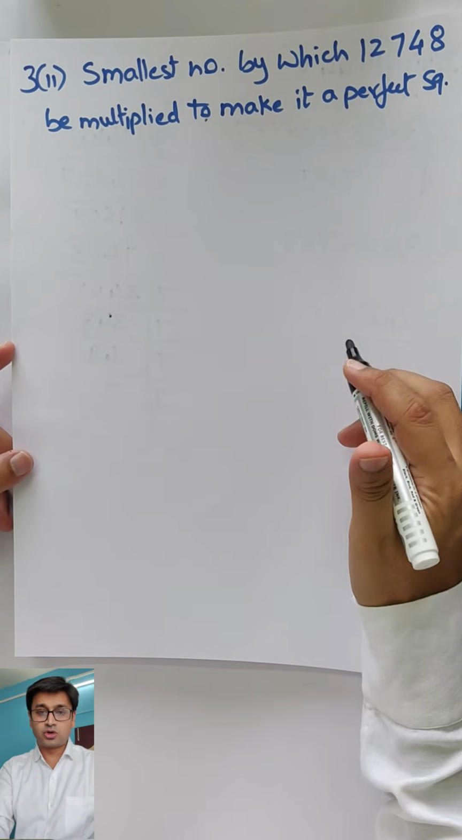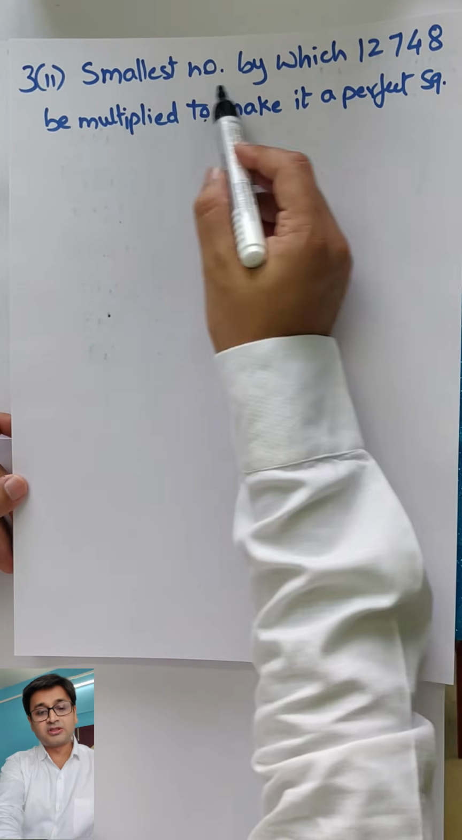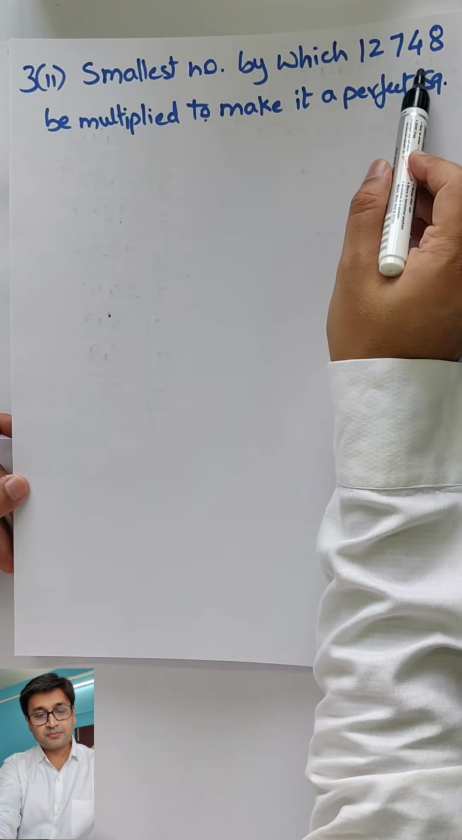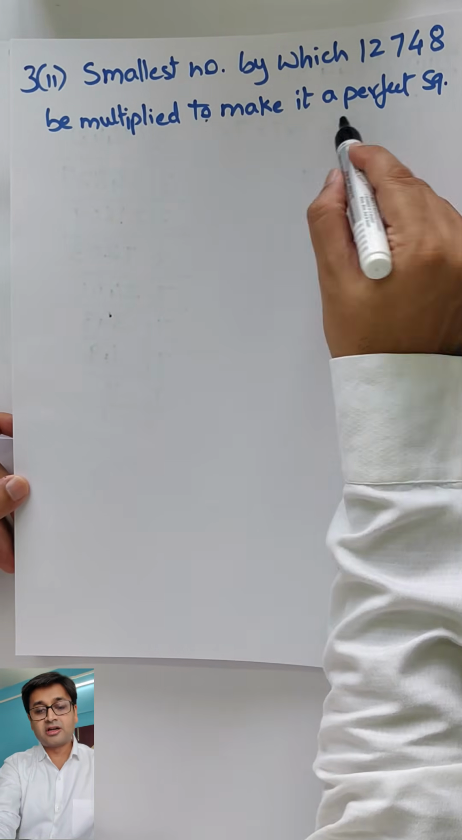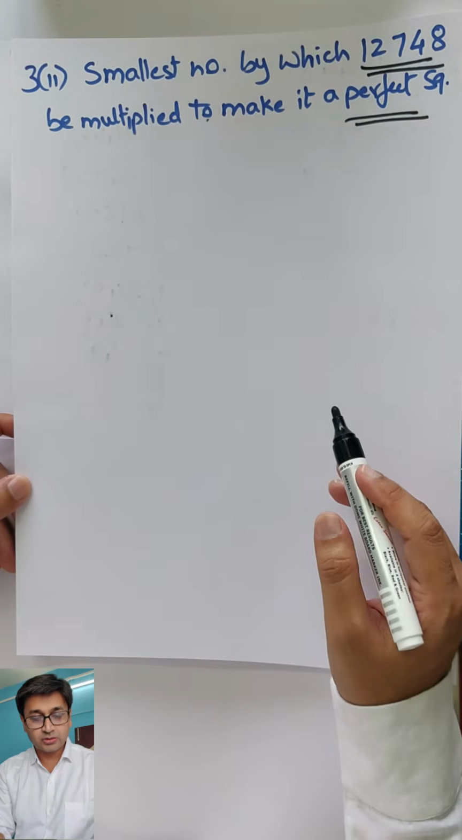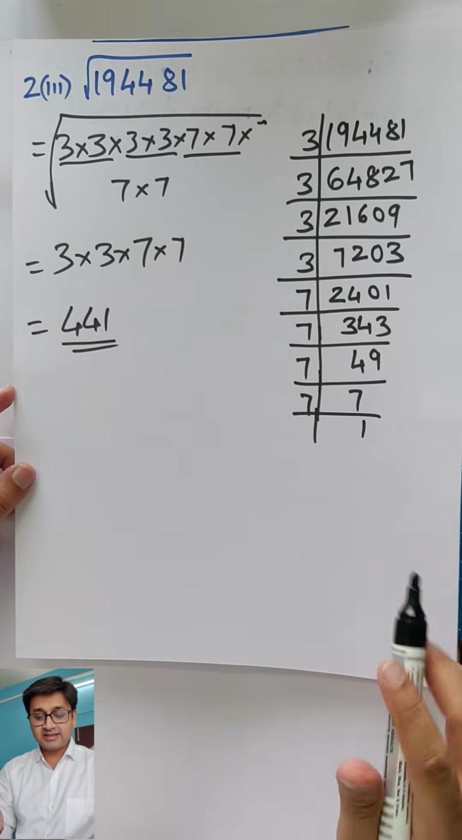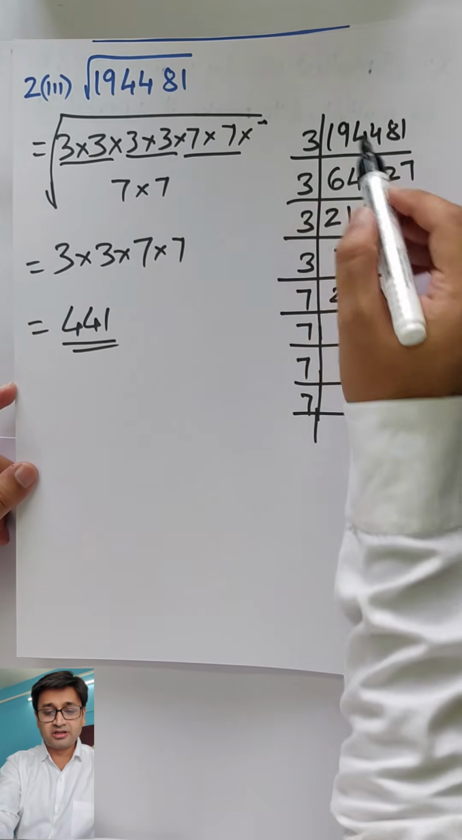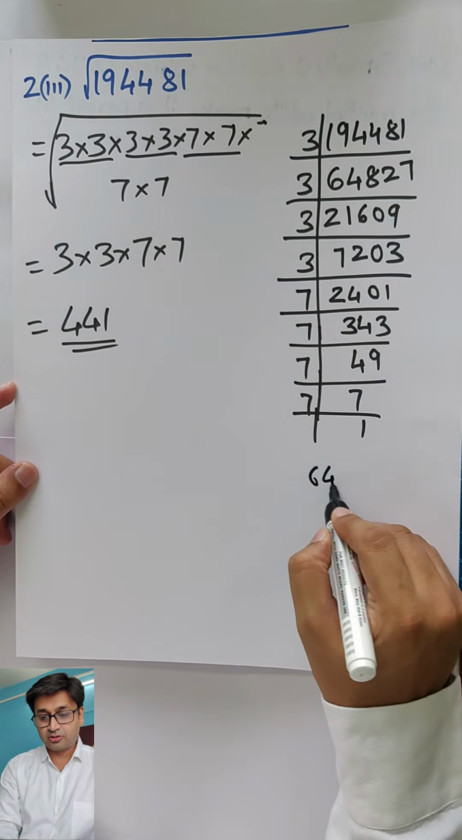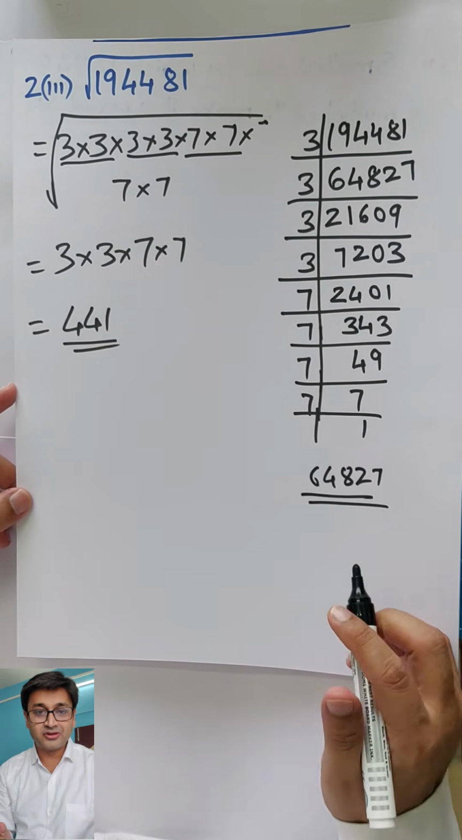3 part 2. Use common sense in life. Your life will become really simple. They say find the smallest number by which this should be multiplied to make it a perfect square. How will you make this a perfect square? This is not a perfect square. So let's say if you take the previous one and I remove this 3 and I give you this number, 64827. Make it a perfect square by multiplying it with something.